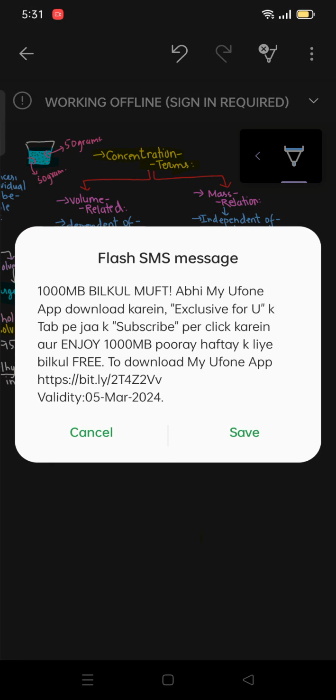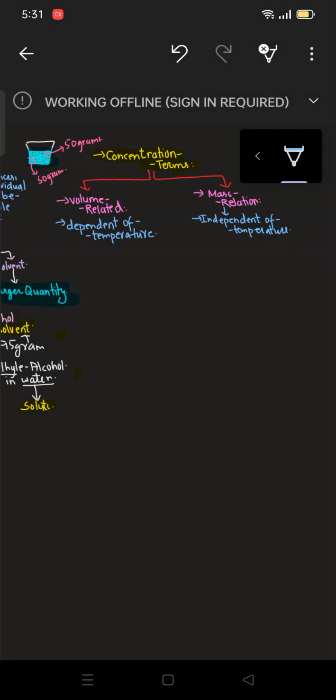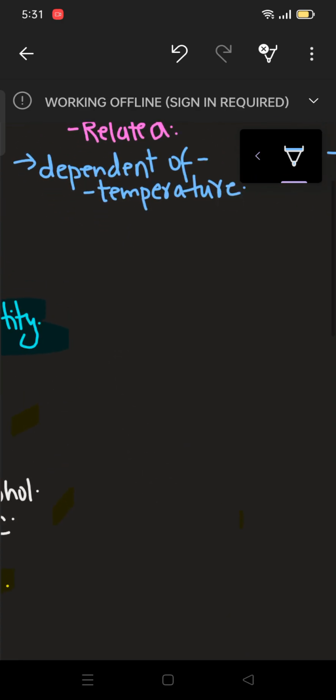Volume related, the temperature would of course affect them and they would be dependent on temperature. But the mass related, the temperature would not affect them and they will be independent of temperature. Now see what things we are going to study in the volume related and what concentration terms we are going to study in the mass related concentrations, right?